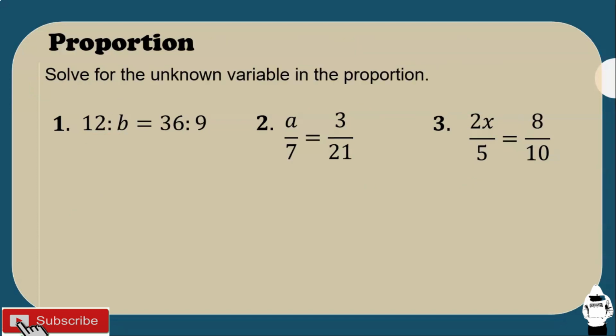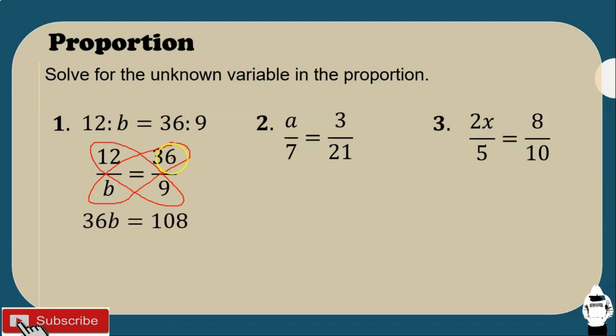And now, magsasolve tayo ng problems involving proportions. So, let's have the first example. 12:b is equal to 36:9. So, this proportion can be written as 12/b is equal to 36/9. So, para masolve yung b, we need to use cross multiplication method. So, that is 36 times b is equal to 12 times 9.